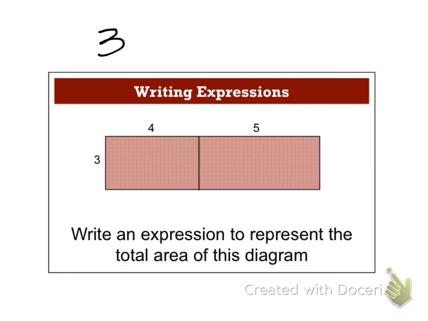We want to see if the expression 3 times the quantity 4 plus 5 is a correct expression for finding the area of the compound rectangle below. Now notice when I said the quantity of 4 plus 5, the reason I said that was because 4 plus 5 is inside of parentheses. So I'm doing 3 times the entire sum of 4 plus 5.